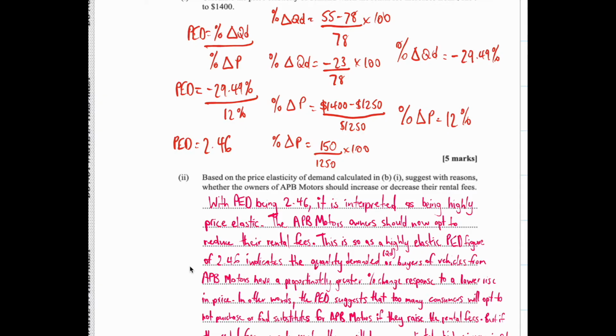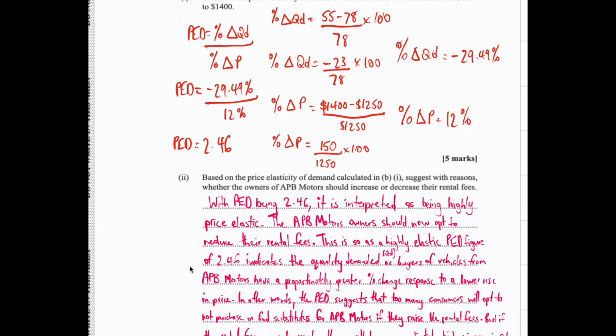APB Motors owners should now opt to reduce their rental fees. So remember, with price elasticity of demand, when you have a highly elastic demand, that means that the percentage change in quantity demanded is proportionately greater than the percentage change in price, which means that if you change the price ever so slightly, let's say you change it by 2%, there's a 2% increase in the price.